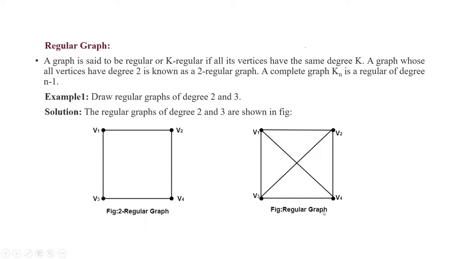Here is another regular graph, again with 4 vertices. The degree of V1 is 3, V2 is 3, V4 is also 3, and V3 is also 3. So this is a 3-regular graph. What does 3-regular mean? Whatever vertices are here, every vertex is of degree 3. So this is called a 3-regular graph.